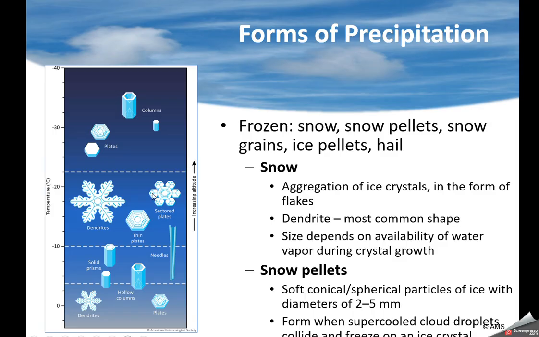However, instead, maybe you have sectored plates or other shapes with that snow instead. Then that's not going to take up as much room. So instead of having the 6 inches, maybe you only get 3 or 4 inches. And that is a bad forecast. So we try to figure out what kind of snowfall we're going to receive. The heaviest snowfalls we get are with dendrite.